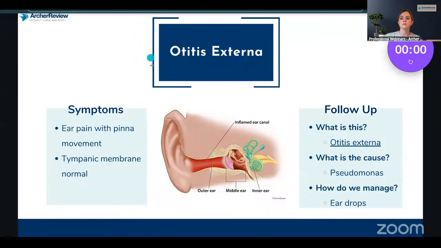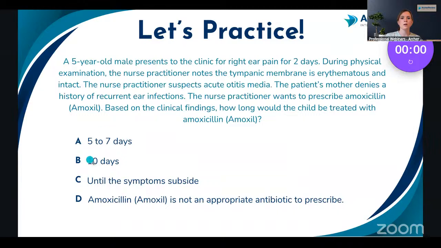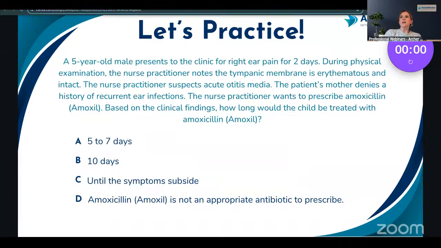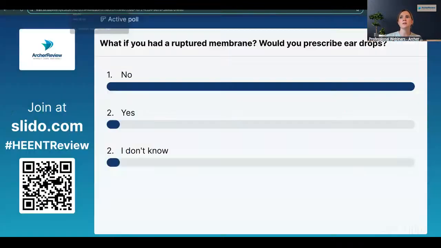All right. So we have another practice question. This one is a 5-year-old male, comes to the clinic with right ear pain for 2 days. On physical exam, his tympanic membrane is erythematous but intact. The nurse practitioner suspects acute otitis media. The patient's mother denies a history of recurrent ear infections. The NP wants to prescribe amoxicillin. So the question here is, how many days? How long would we treat this child with amoxicillin?